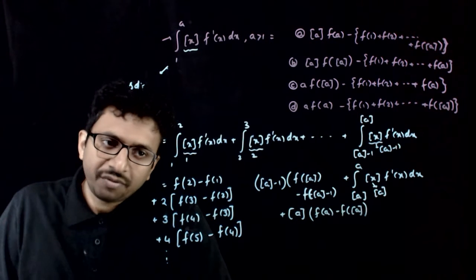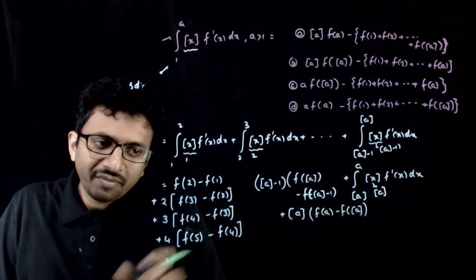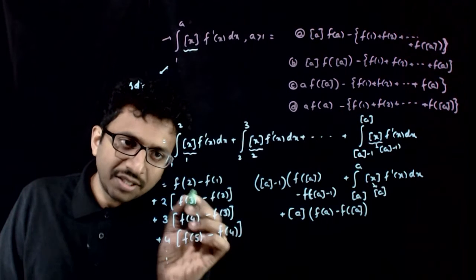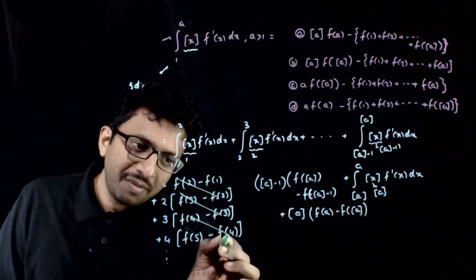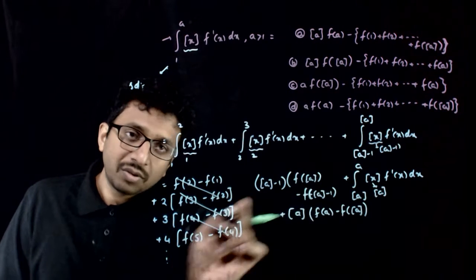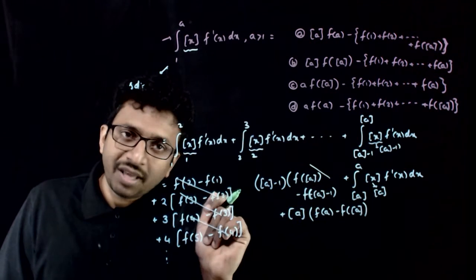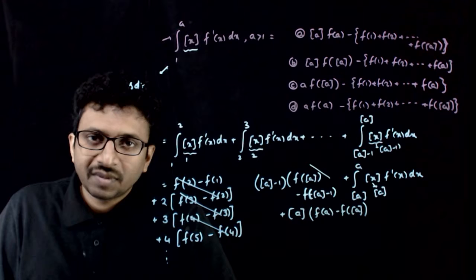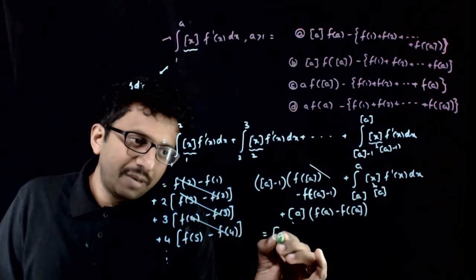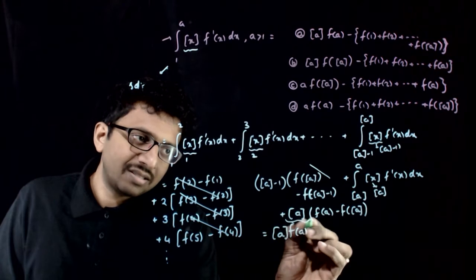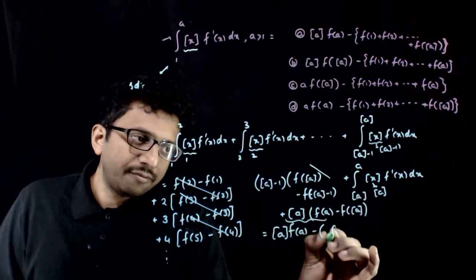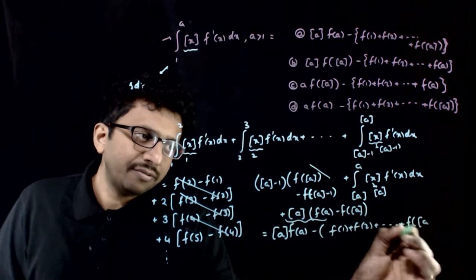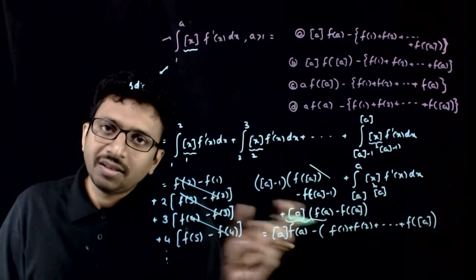So if you add all this, you can see you have minus f of 1; f of 2 minus 2 f of 2 is minus f of 2; 2 f of 3 minus 3 f of 3 is minus f of 3; minus f of 4, minus f of 5, and so on. So you get minus f of 2, minus f of 3, minus f of 4, and so on. The last is minus f of integer part of a minus 1, and lastly minus f of integer part of a. So that is equal to integer part of a times f of a. This is a separate one, minus of f of 1 plus f of 2 plus so on up to f of integer part of a.